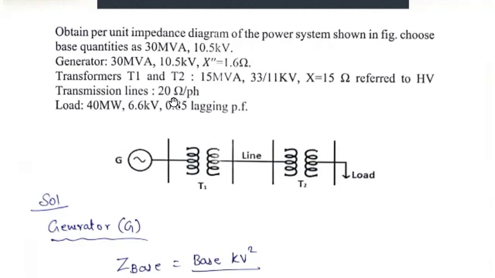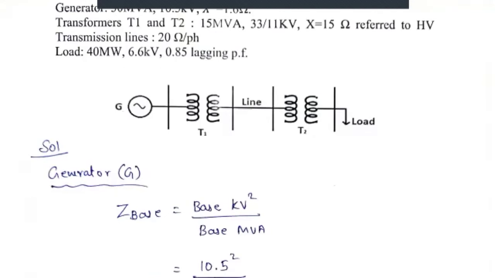Next, the transmission line actual value is given as 20 ohm per phase. The load values are given as 40 megawatt and 6.6 kilovolt, 0.85 lagging power factor. This is the single line diagram given in the problem itself. The generator is connected to a bus, and it is connected to transformer 1, then to a transmission line, and again transformer 2, and to the load.